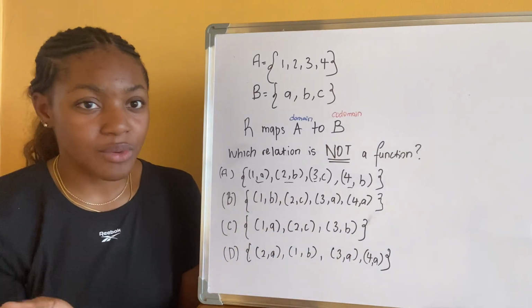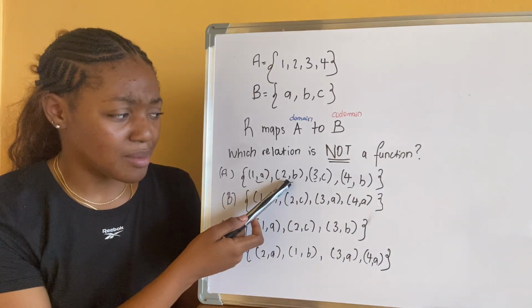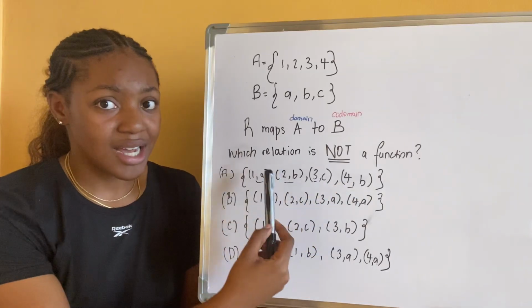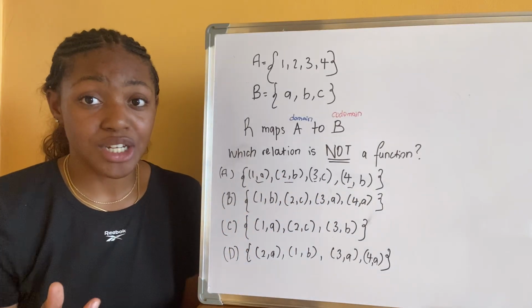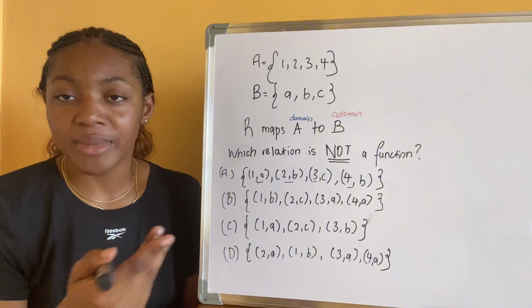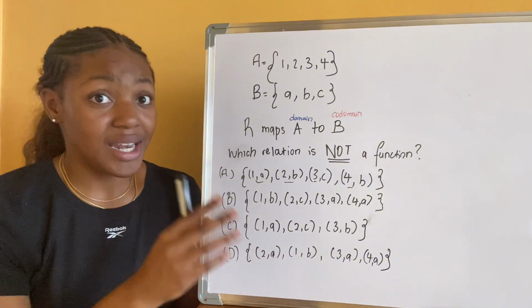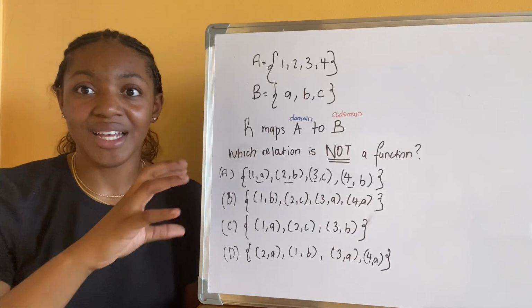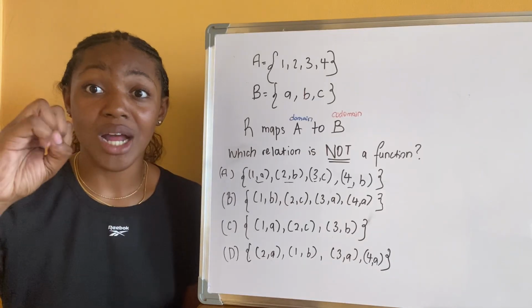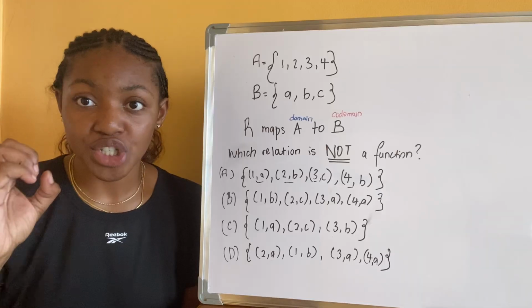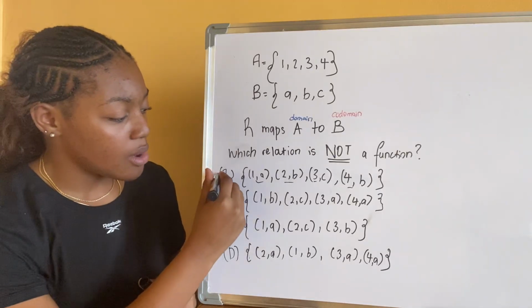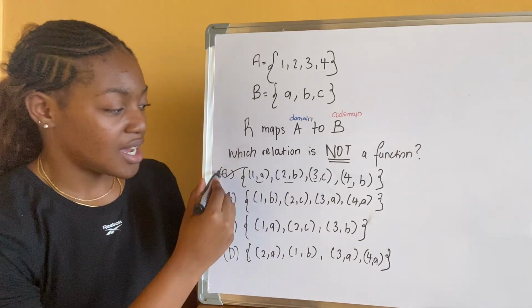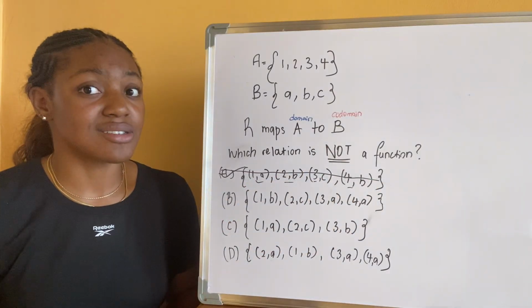And you're probably wondering, what about the 2 being mapped to B and 4 being mapped to B? That simply highlights a many-to-one relationship, where we have many x values being mapped to one single y value. Once we have many x values or one x value being mapped to one single y value, it's a function. So option A would be a function. So that's not our answer.